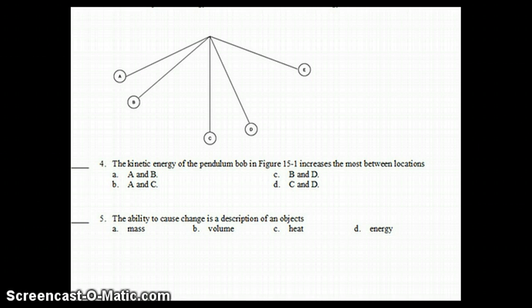Number 4, the kinetic energy of the pendulum bob in figure 15-1 increases the most between locations A and B, B, A and C, C, B and D, or D, C and D. Number 5, the ability to cause change is a description of an object's A, mass, B, volume, C, heat, or D, energy.